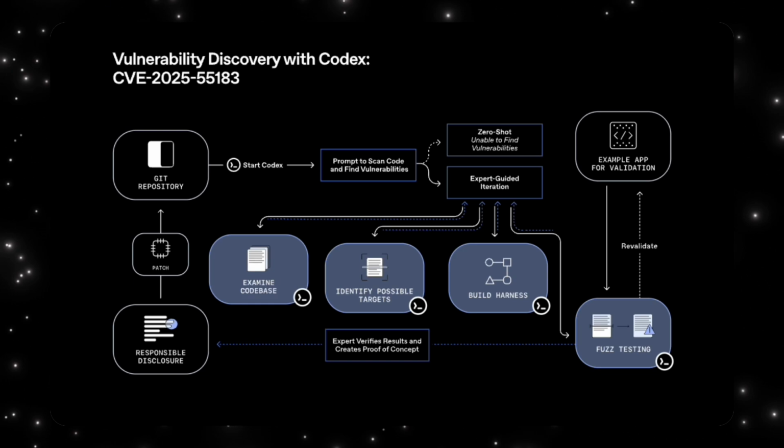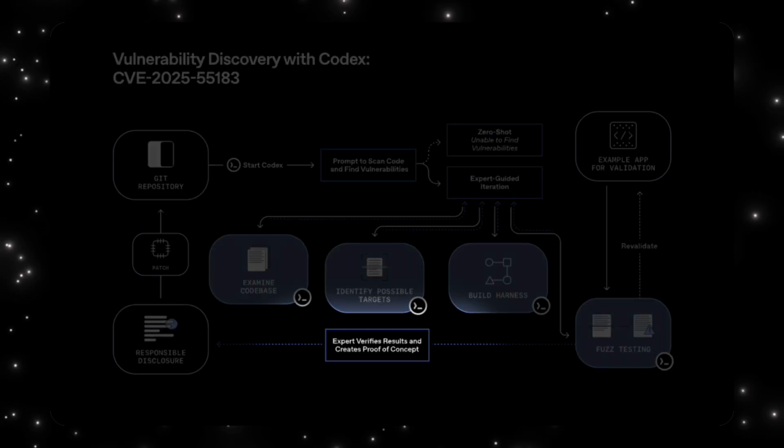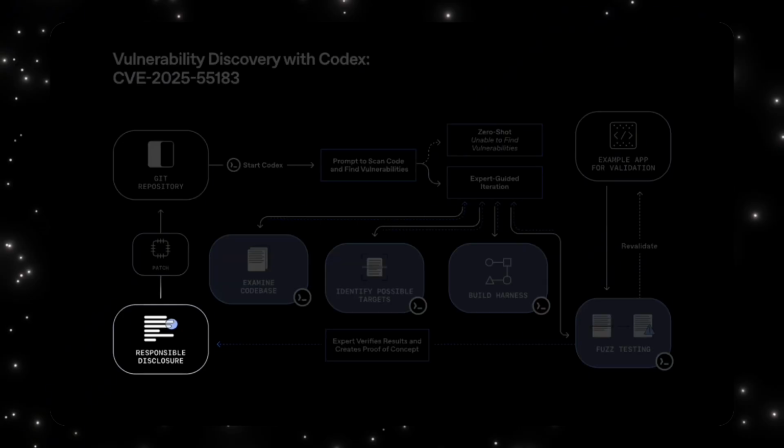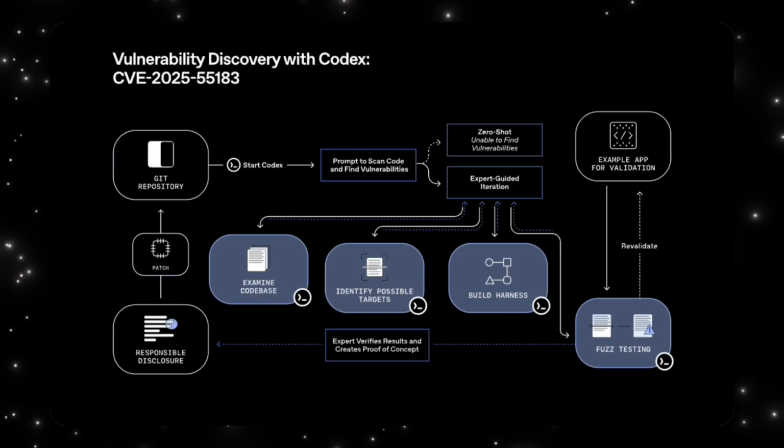At that point, Codex starts to surface behavior that doesn't quite look right, and the human researcher then steps in, verifies what's happening, builds a proof of concept, and confirms that it is actually a real issue. From there, the vulnerability is responsibly disclosed and patched. So the key thing to understand here is that Codex isn't acting on its own. It's working alongside a human expert and speeding up parts of the process that usually take a lot of time.